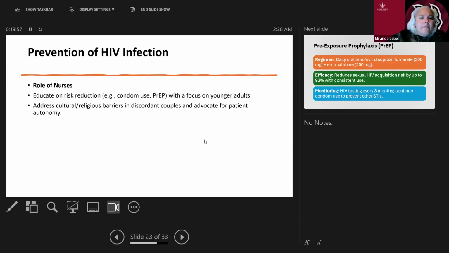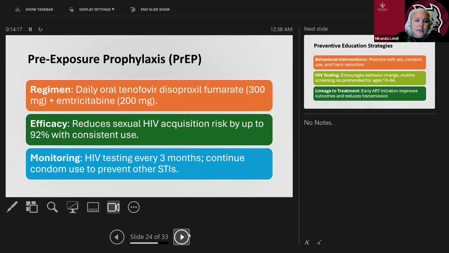So what is the role of the nurse in preventing HIV infection? It's really education on risk reduction with a focus on younger adults. We want to address cultural and religious barriers and discordant couples and advocate for patient autonomy.